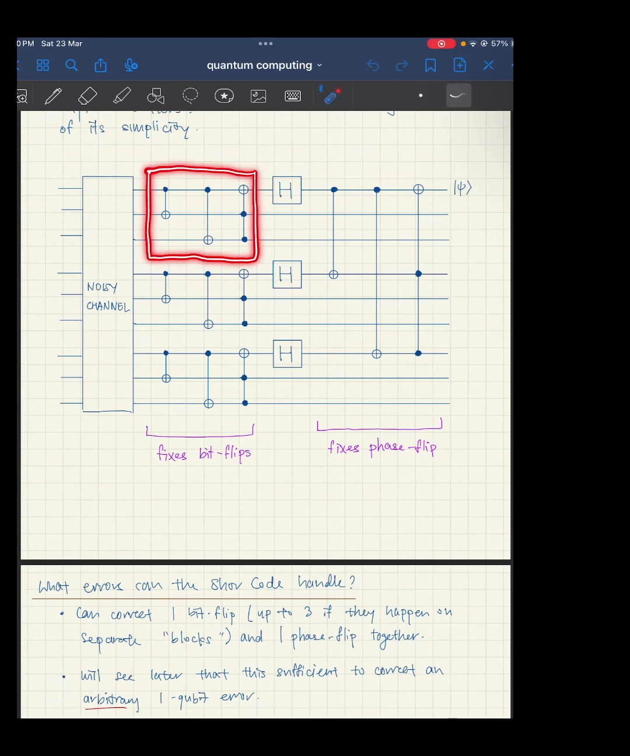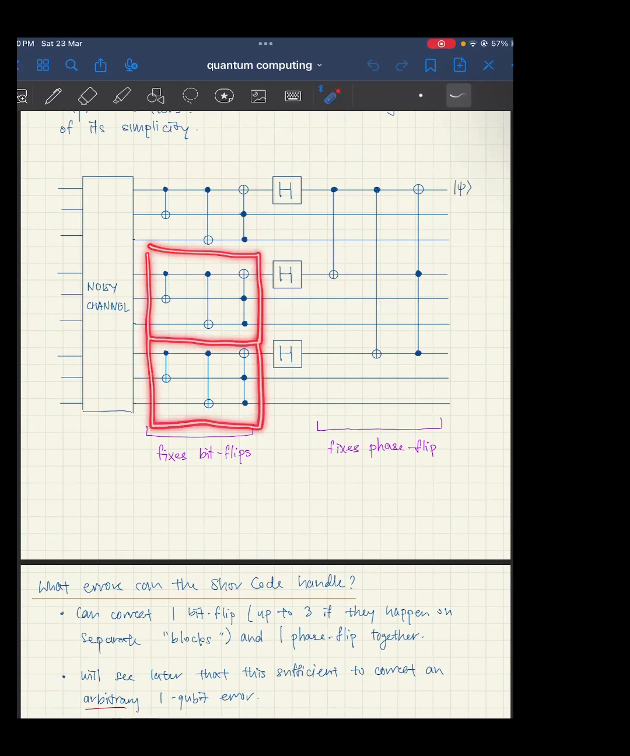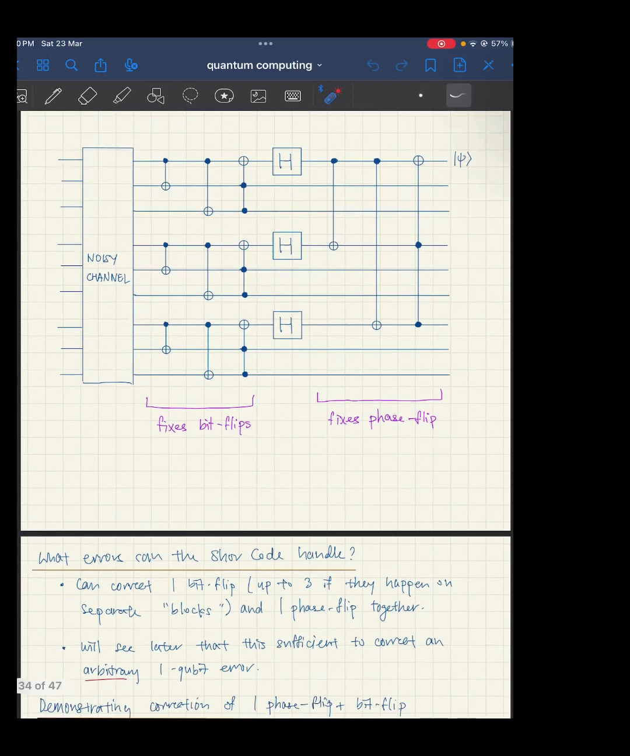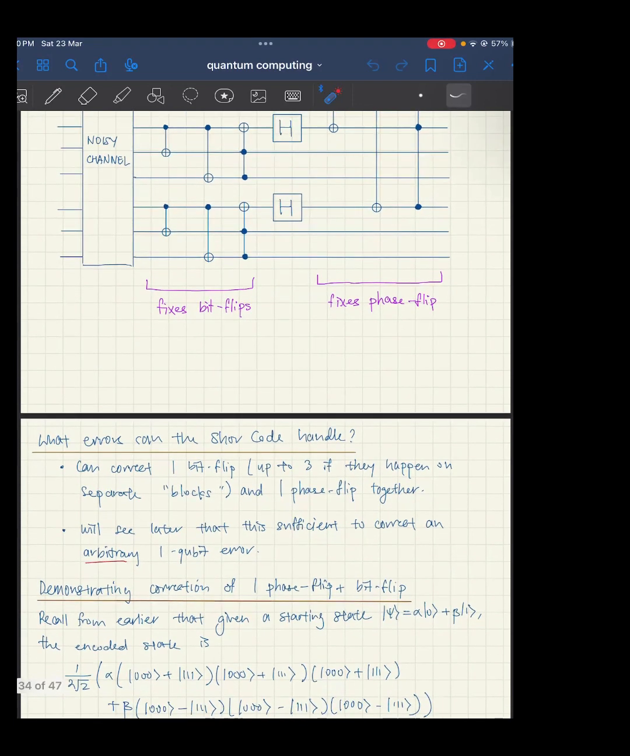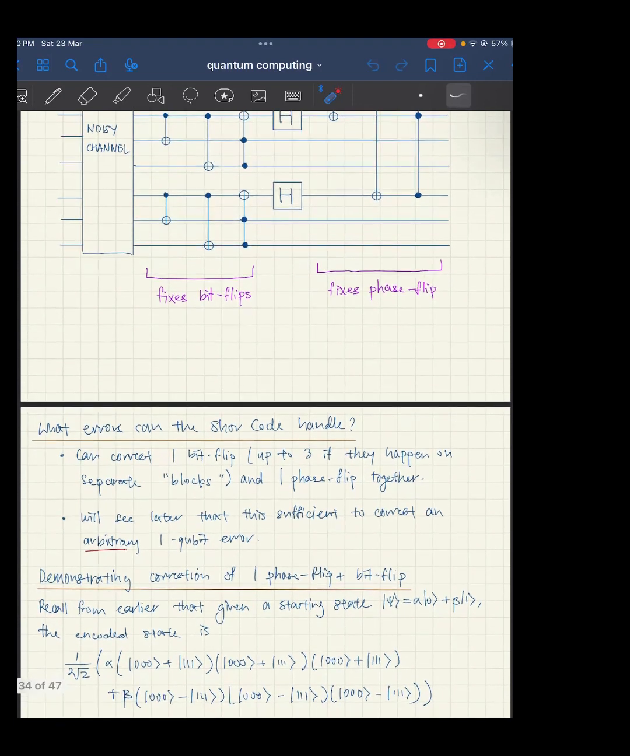So if a bit flip happens on the first block, a bit flip happens on the second block, and another one happens on the third block, it can correct all of that. And actually, this is sufficient to correct an arbitrary 1-qubit error, as we saw just now, but we will show a more explicit construction later.